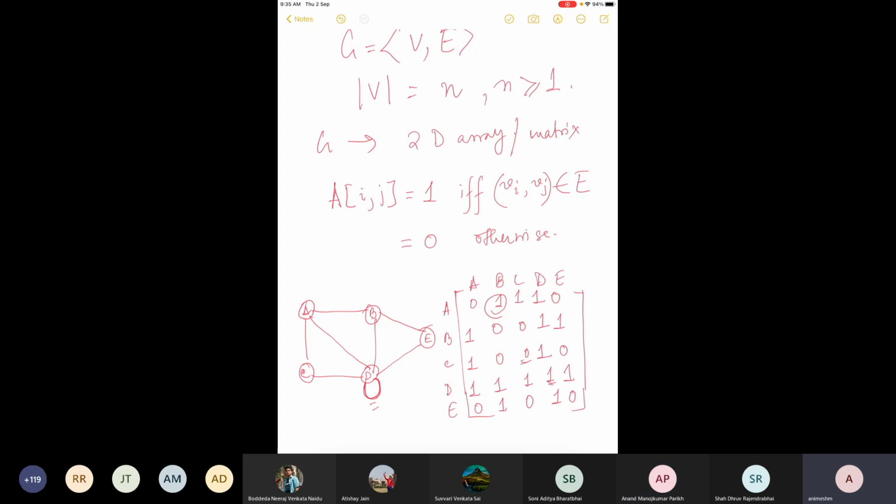So now quickly tell me, if I sum the row entries for A, what do I get? The degree of A. Very good. This is something that you can remember always: if you sum the elements row wise in this matrix, you get the degree of the corresponding node.